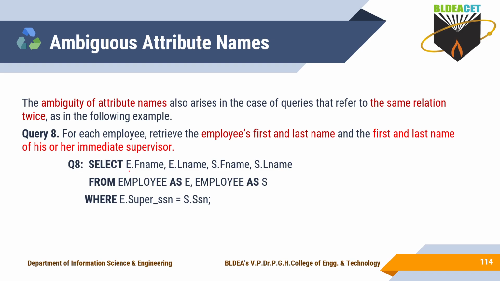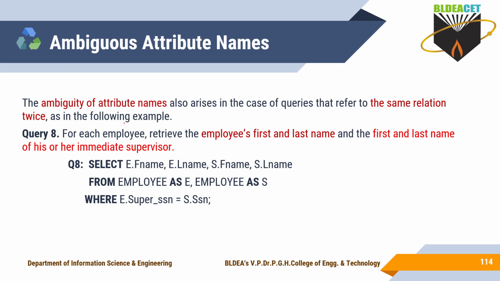So then select E. What is E? It is the new name for the employee, the alias for the employee. And S is the new name for the employee as well. So this E indicates what? This F name and L name play the role of the employee, and this F name and L name play the role of S here. So S dot F name indicates what? It is the supervisor information. E dot F name indicates what? It is the employee information. Where condition is what? E dot super SSN equal to S dot SSN here.